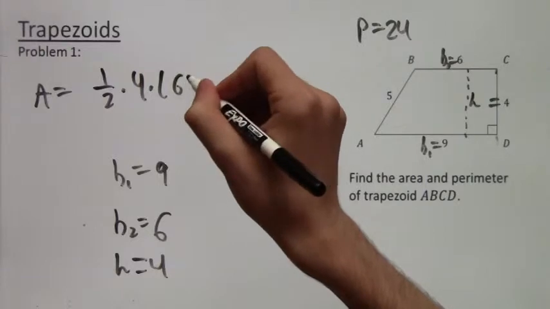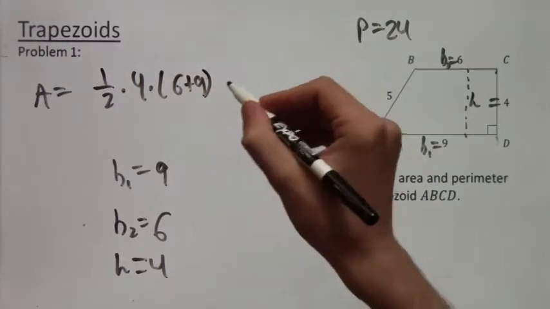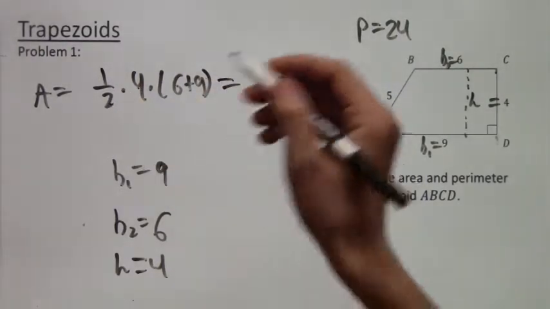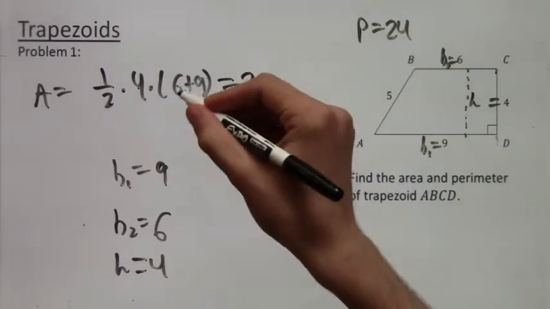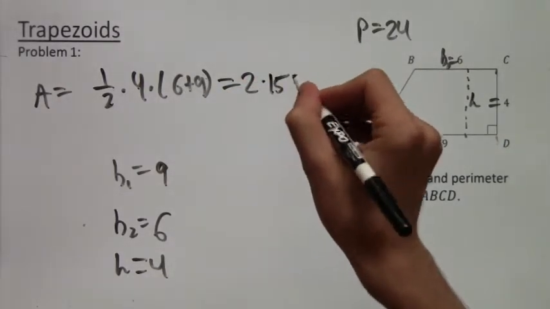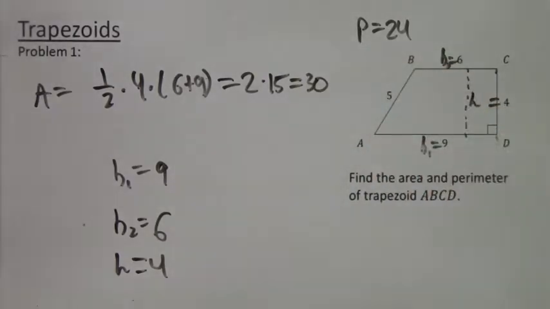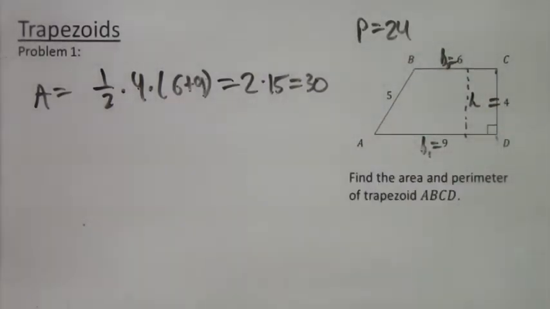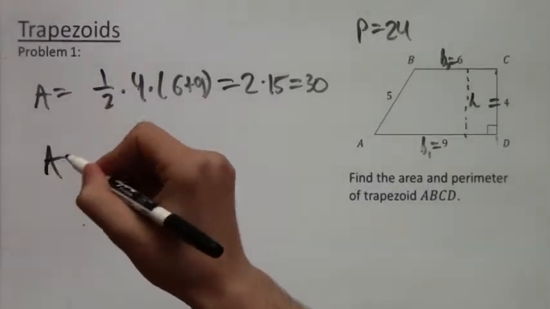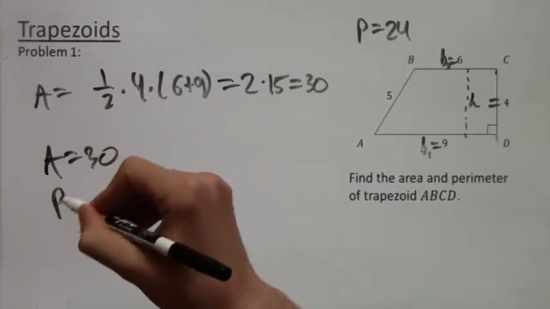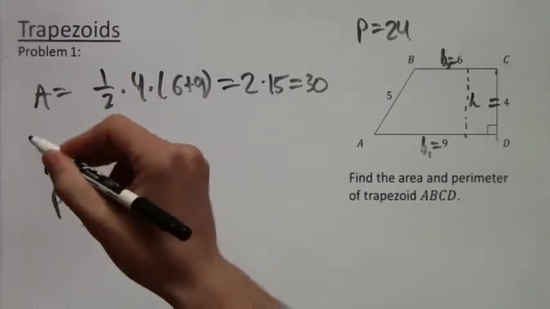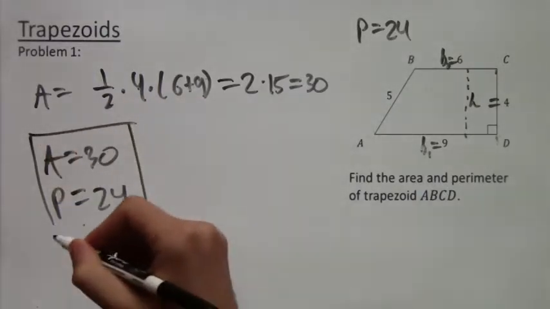So we have 1/2 times 4 times, in parentheses, 6 plus 9. 1/2 times 4 is just 2. 6 plus 9 is 15. 2 times 15 is 30. So the area is 30. Area is 30, perimeter is 24. And that concludes this problem.